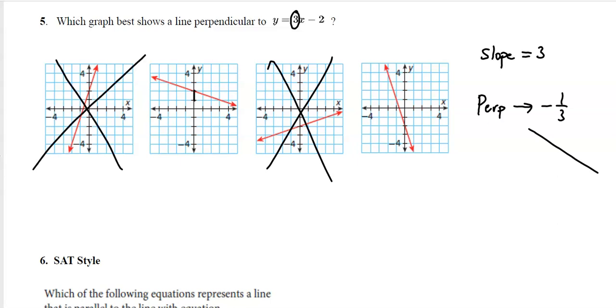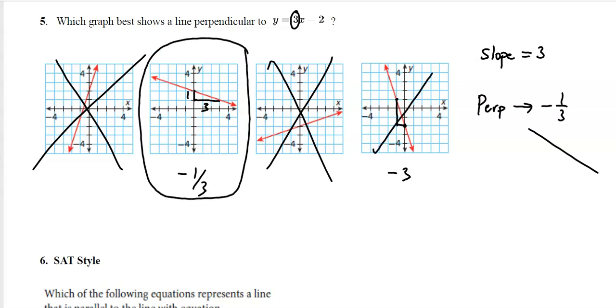This slope is going down 1 over 3. So I think that's a slope of negative 1/3. This one is actually going down 3 over 1. So this one has a slope of negative 3. And we want it to be perpendicular. So the correct answer here is this one. That's opposite, but not reciprocal.